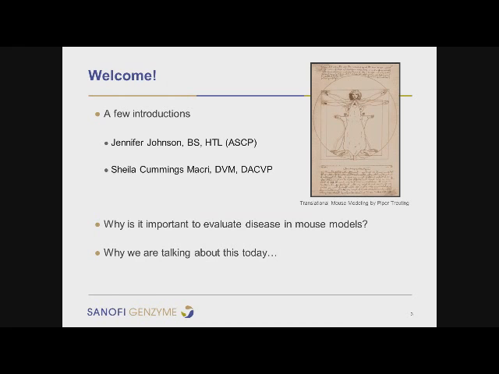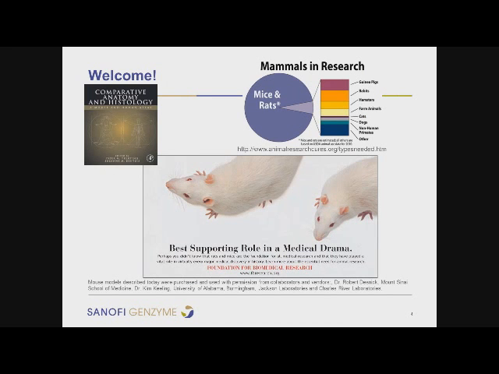Why is it important to evaluate disease in mouse models? Animals are used to assist in research and discovery as comparative models of human disease. And by far the most common animals used in research, as you can see in the pie chart in the upper right-hand corner, are mice and rats. There are disadvantages and advantages to their use.